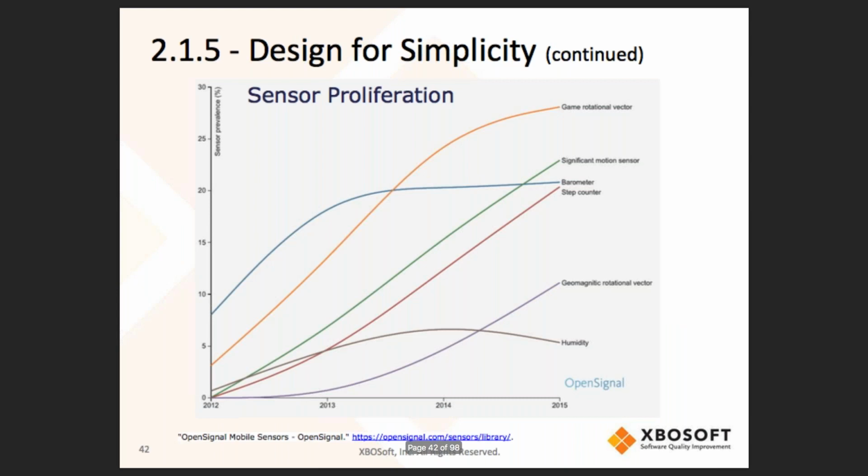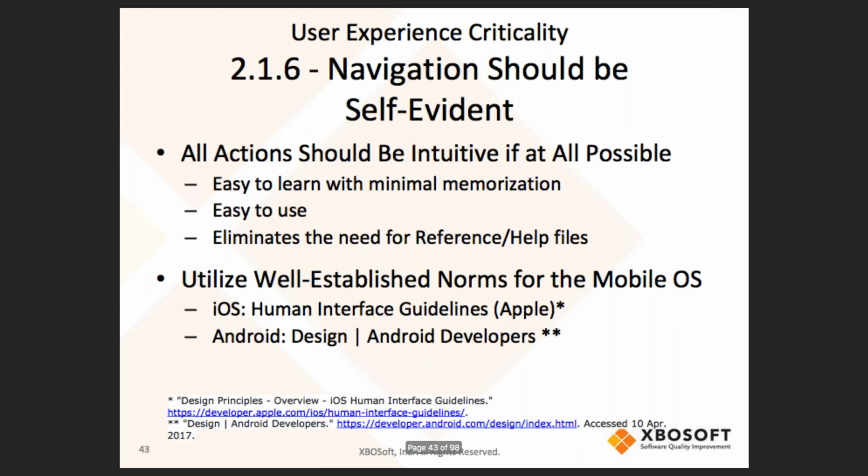So navigation should be self-evident. All actions should be intuitive, easy to learn, with a minimum of memorization, and easy to use. And in many cases, you shouldn't have to have a help file or anything to be able to utilize an application. A lot of these methods are outlined in the human interface guidelines for Apple and design guidelines for the Android developers. And in fact, if you don't follow them in many cases, certainly in the case of Apple, they will not accept the application.